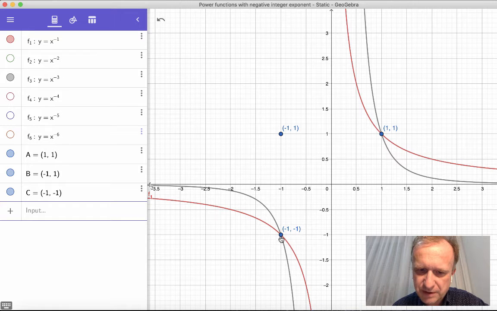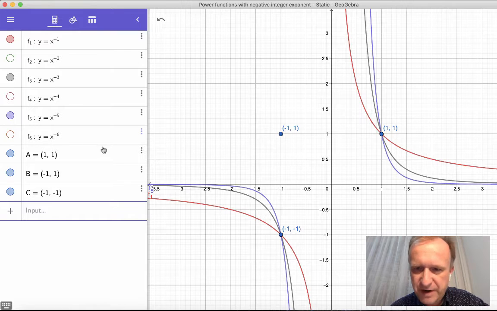In this region the function is more steep, and in the region from negative 1 to negative infinity actually this is more flattened. Now let me add f sub 5. So you see f sub 5 is of very similar form, but even more steep here and even more flat in this region to the right, and so also for this third quadrant.